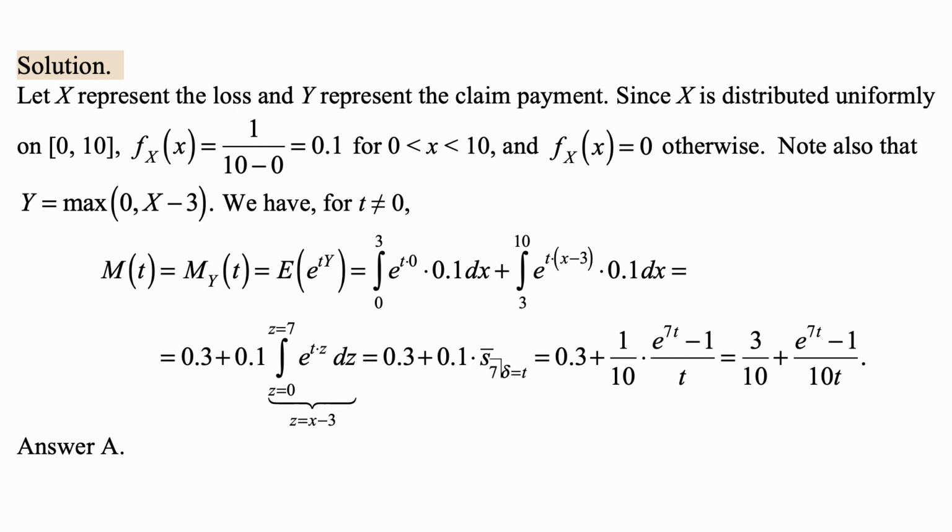That's equal to 0.3 plus 0.1 times s bar angle 7 with the force of interest delta equal to t. And therefore, this is equal to 0.3 plus 1/10 times (e to the 7t minus 1) over t. That's the s angle 7 at delta equal to t. And that's the same as 3 over 10 plus (e to the 7t minus 1) over 10t. And that's answer A.